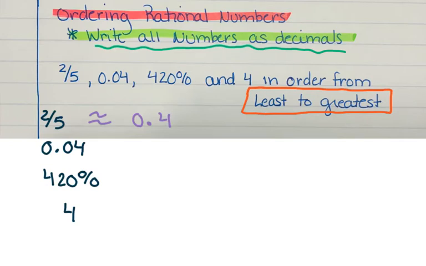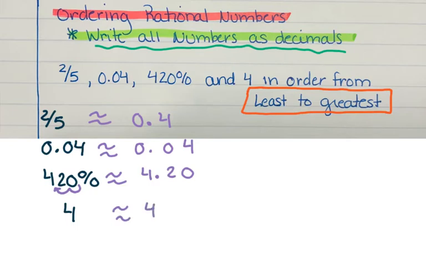Okay, 0 and 400ths is always done for us. Now watch how I line these up. I'm going to line up the digits, almost like if I were adding them vertically. Okay, 420%. I need to move that decimal place 2 places, so this would be 4 and 20 hundredths. And then 4 is already done for us.